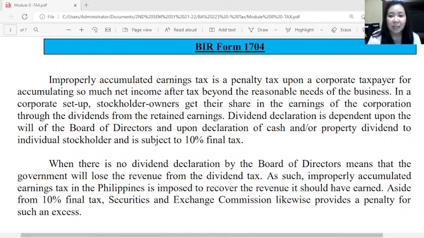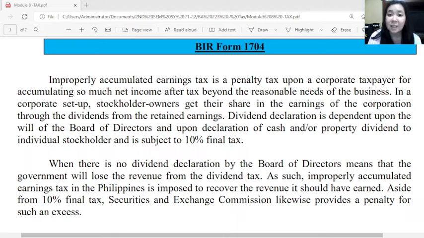Before we go to the BIR form, let us first discuss what is improperly accumulated earnings tax. Basically, this is a penalty tax upon a corporate taxpayer for accumulating so much net income after tax that is beyond the reasonable needs of the business. Because in a corporate setup, stockholder owners get their share from the earnings of the corporation. This is through the dividends from the retained earnings.